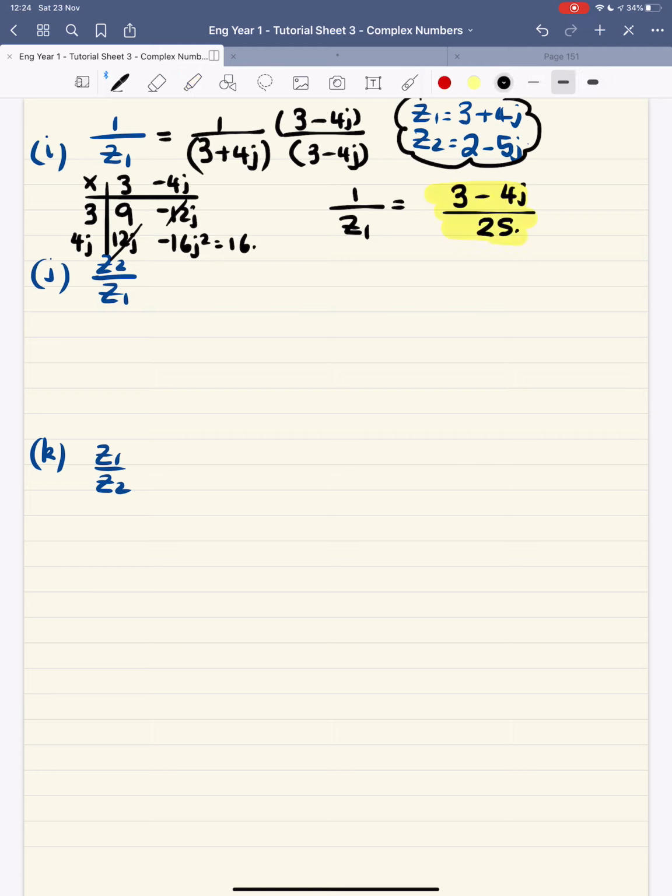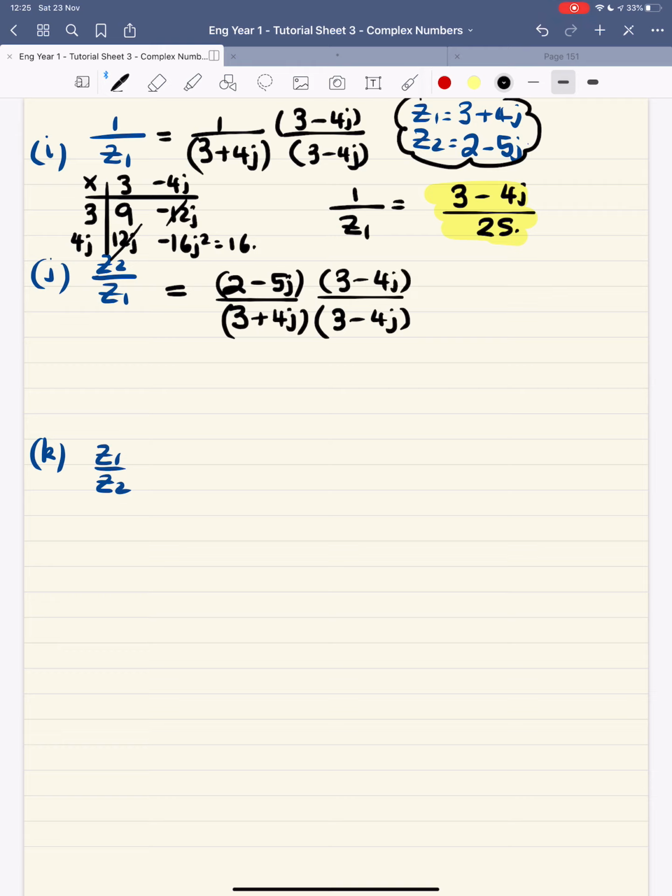Next one, Z2 divided by Z1. So this is going to be 2 minus 5j divided by 3 plus 4j. So again, we multiply top and bottom by the complex conjugate of the denominator, which basically means change the sign.